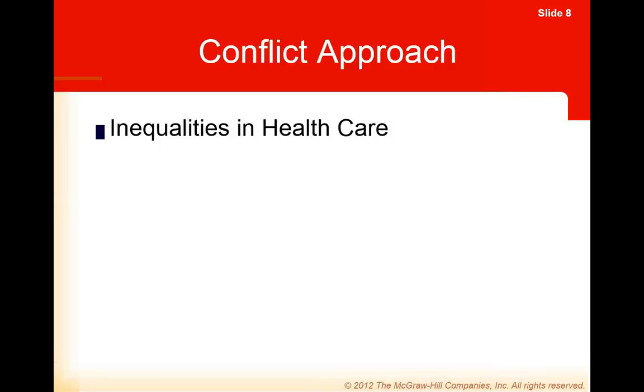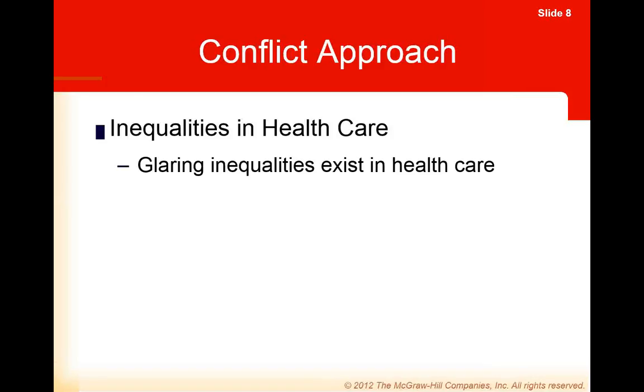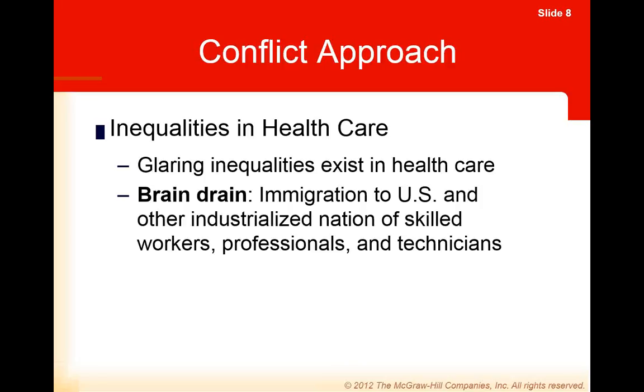Another thing it looks at is inequality in access to health care. If you are part of the upper class in our society, the difference in access to health care means that people from the upper classes live an average of 7 years longer than the rest of the people in our society. That's based on unequal access. So there's glaring inequalities within health care.